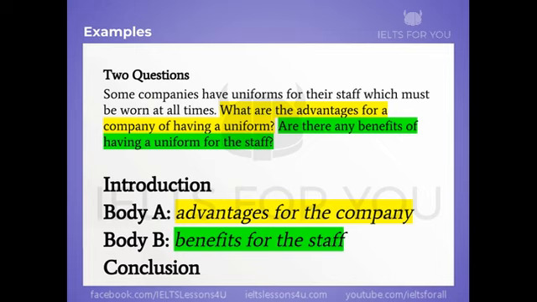So you probably remember this essay prompt from a few minutes ago. Some companies have uniforms for their staff, which must be worn at all times. What are the advantages for the company? And are there benefits of having a uniform for the staff? With a 2-question essay, the 4-paragraph outline is very easy. It should be very easy to understand. The first question should go in body A. The second question should go in body B. Very simple. If you get a 2-question essay on the exam, consider yourself lucky because it's very easy to organize.